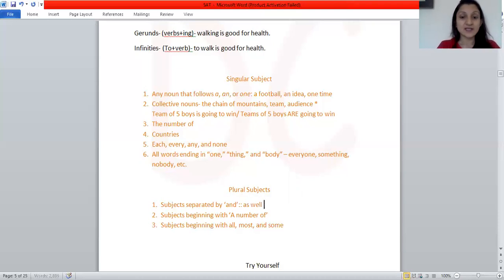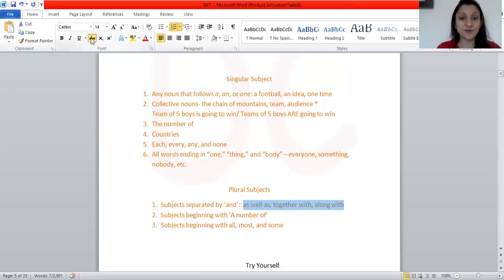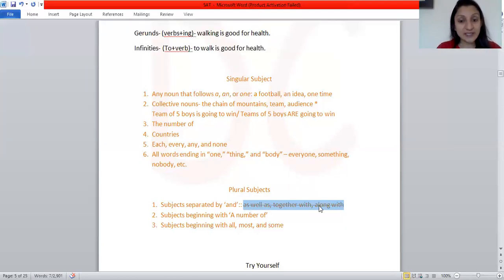Words like as well as, words like together with, or along with. If you use these kind of words instead of and, then the sentence is not plural. Okay, this is a little tricky. Sometimes people forget. If you're using these words, your sentence is not becoming plural.